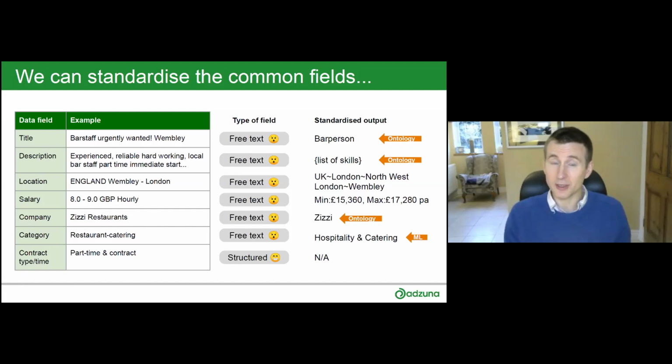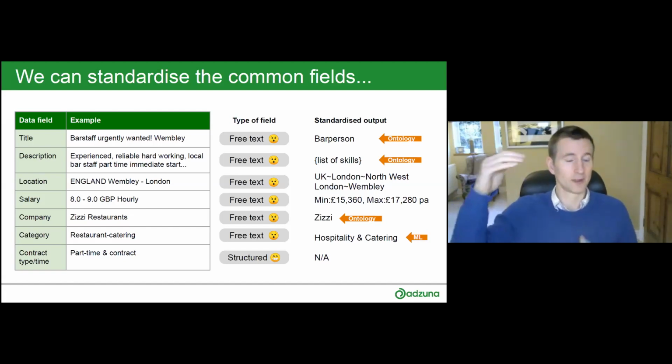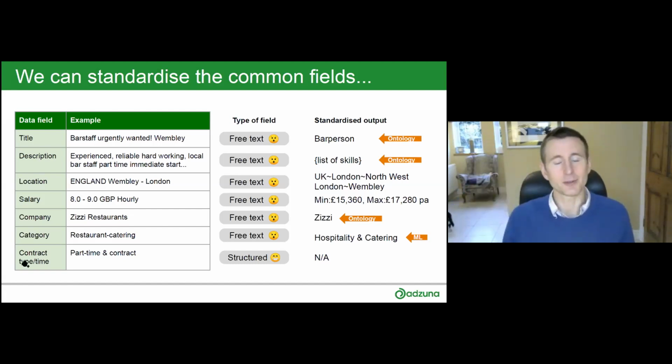You need an ontology, so effectively a list of standardized job titles, and maybe you have some synonyms there. So you need to standardize it. But then the nice thing is you can actually do stuff with that. And in a moment, I'll explain a bit more about what you can do with it.